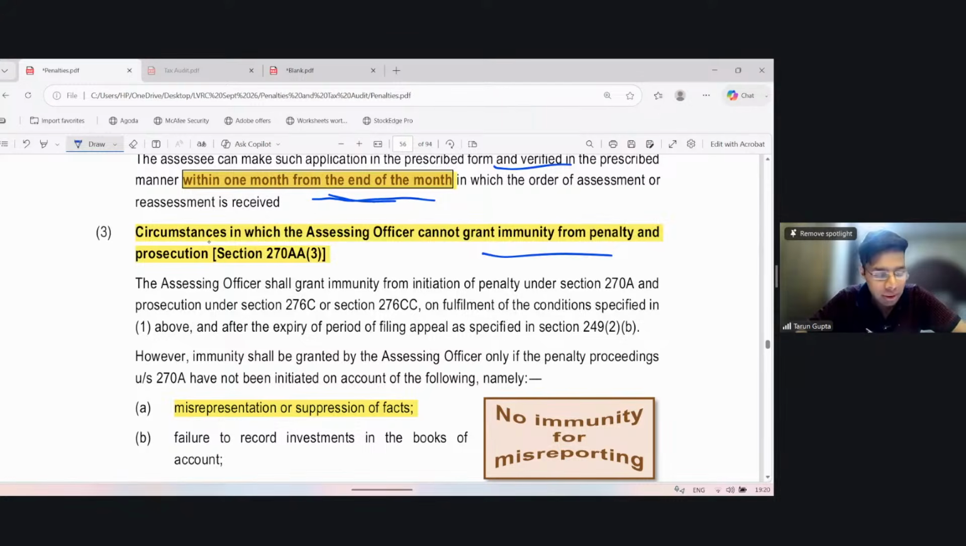So what are these cases? It says that the AO shall grant immunity from initiation of penalty under section 270A and prosecution under section 276C or 276CC on fulfillment of conditions specified above. Meaning, what are the conditions? You have paid tax and interest within the time, you have forgone your right to appeal, and you have made the application within the time prescribed, which is 1 month from the end of the month in which the order is received.